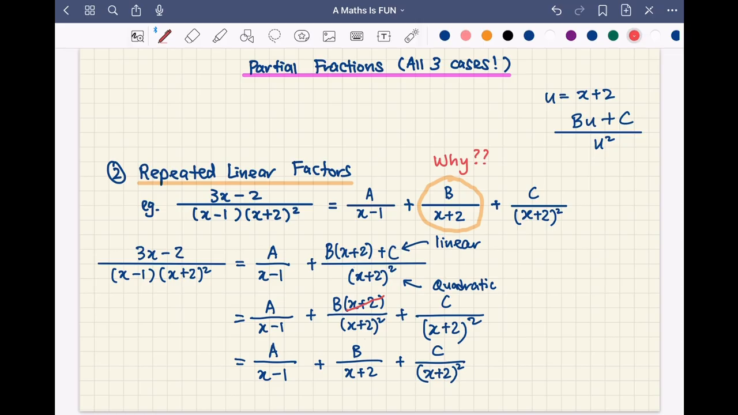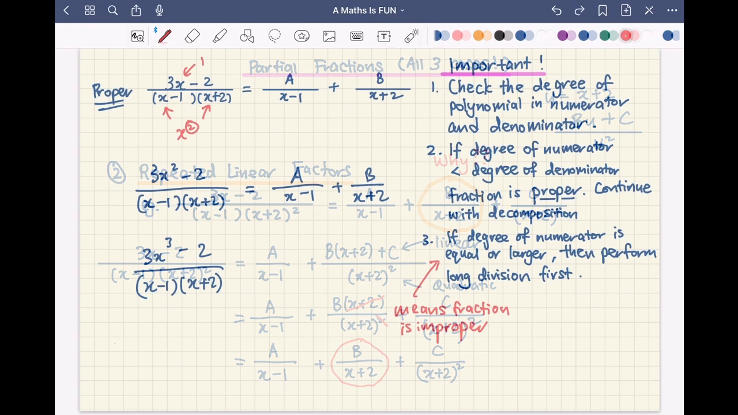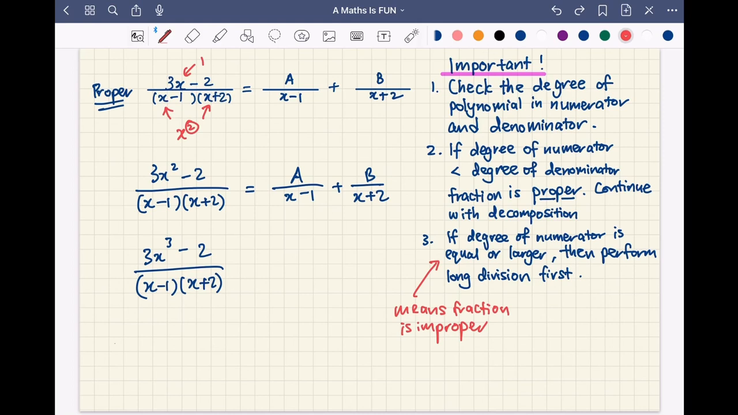So basically we cancel this out, all right? And that's how we arrive at b over x plus 2 in the middle for repeated linear factors. Before we begin with our partial fraction decomposition, we always need to be doing this first.